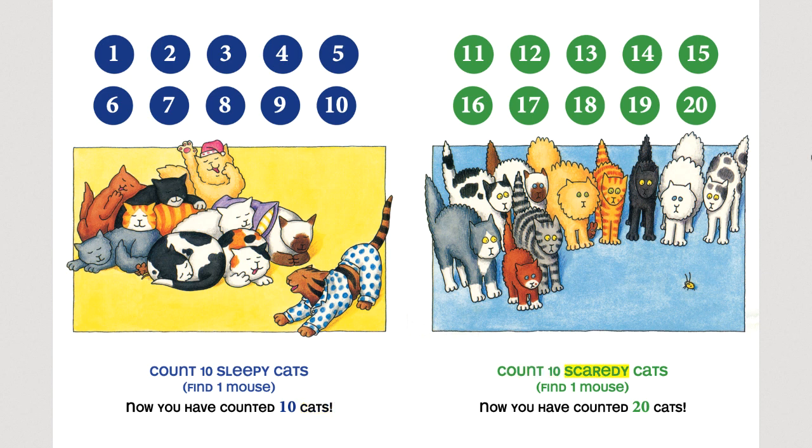Count 10 scaredy cats. Find 1 mouse. 11, 12, 13, 14, 15, 16, 17, 18, 19, 20. Now you have counted 20 cats.